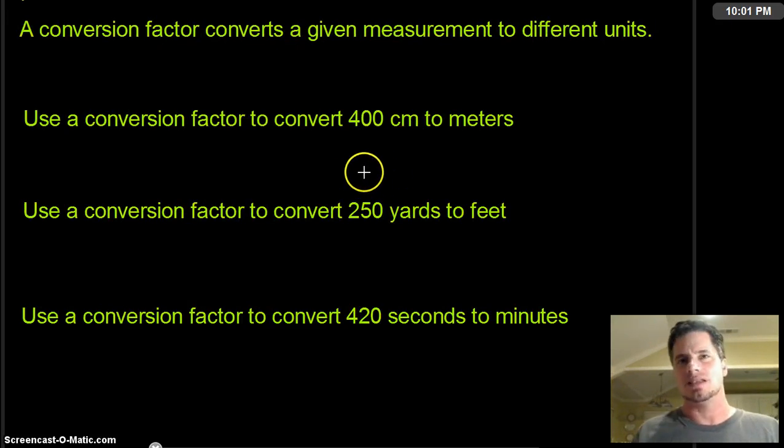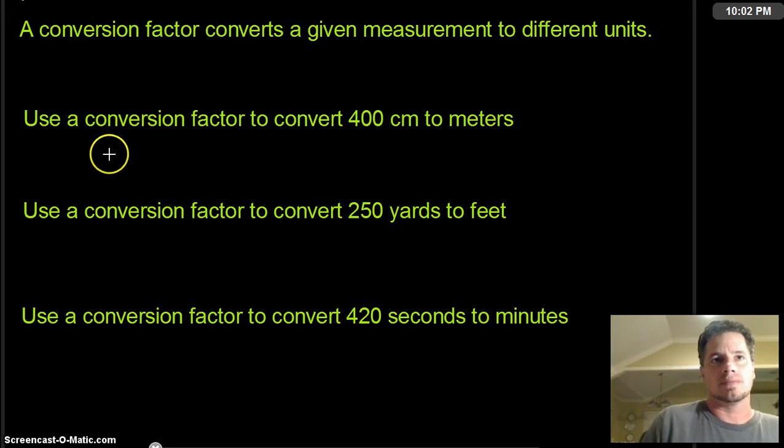Conversion factors. Now these are important because when we get to physics, which won't happen until 11th grade, you're going to be using a lot of conversion factors to convert one unit of measurement to another. A conversion factor converts a given measurement to different units. So let's look at the first problem. Use a conversion factor to convert 400 centimeters to meters.